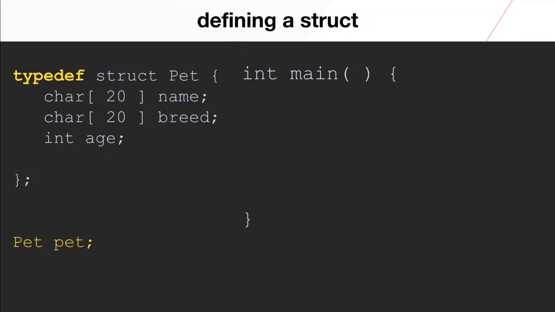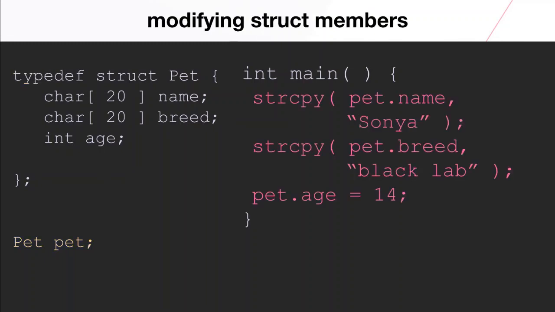So let's go ahead. So we have a pet right now. Pets have a name, a breed, and an age. We haven't assigned any values to those. So let's go ahead and modify some of these different struct members. So with dot notation, we have the name of the pet we're trying to modify, which in this case was just pet, okay? And I'm assigning some strings to the name, some strings to the breed, and then assigning an integer value to the age using the appropriate C methods or assignment operations.